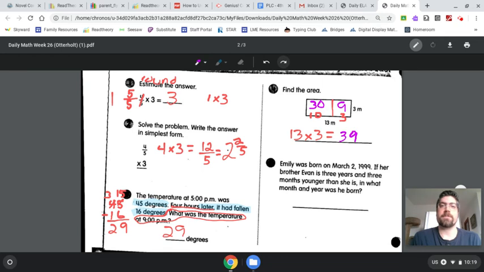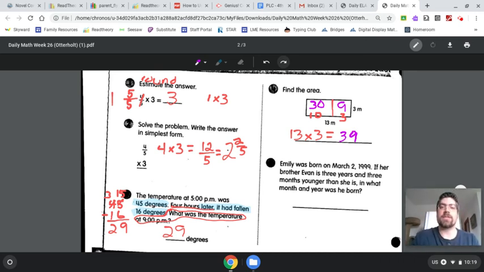You guys remember? Area is different than perimeter, right? Area, how many square units are inside? Perimeter, add all the sides. You guys hear I'm saying square units.